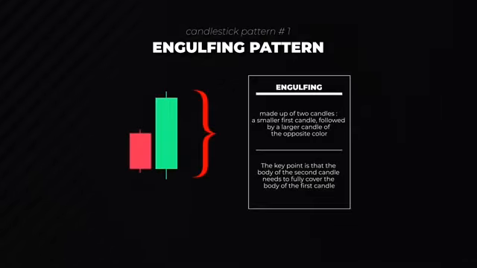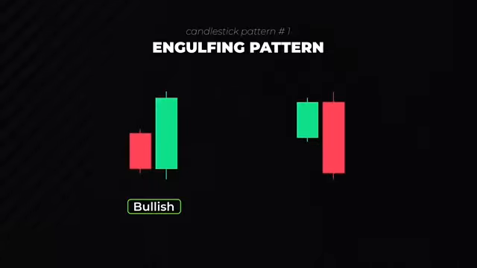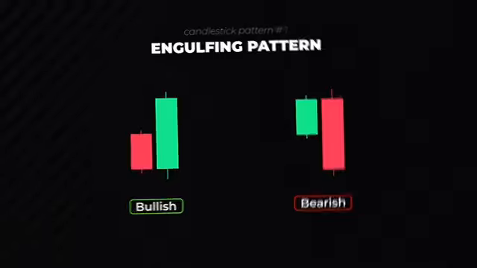An engulfing pattern is a candlestick pattern made up of 2 candles, a smaller first candle, followed by a larger candle of the opposite color. The key point is that the body of the second candle needs to fully cover the body of the first candle. There are 2 types of engulfing patterns. Bullish engulfing pattern, which is when the smaller candle is red and the larger candle is green. And bearish engulfing pattern, which is when the smaller candle is green and the larger candle is red.